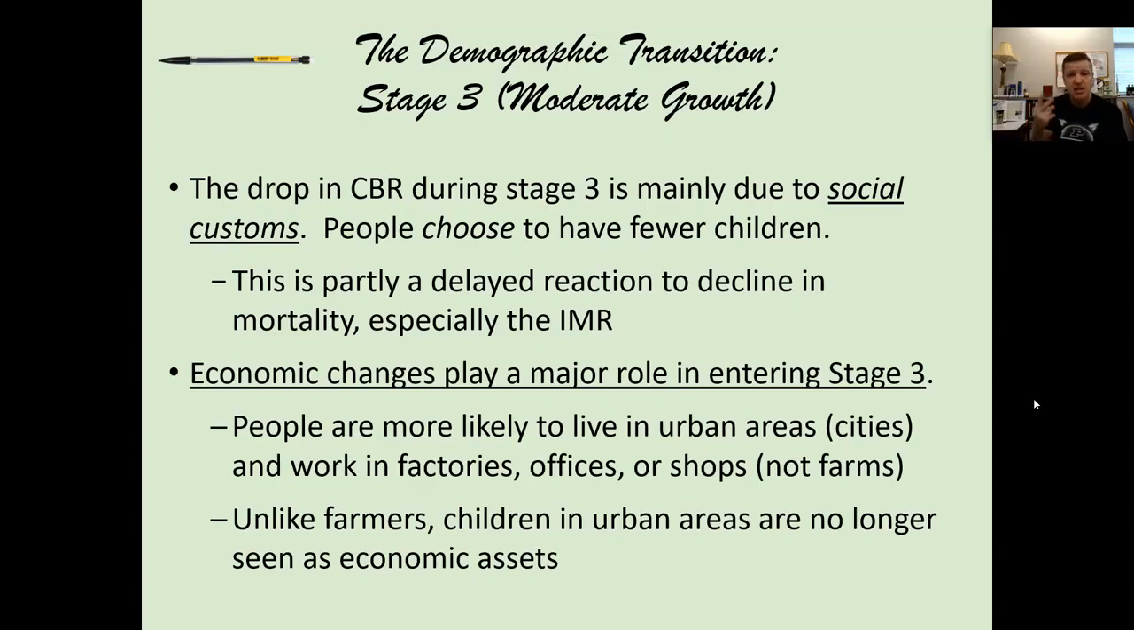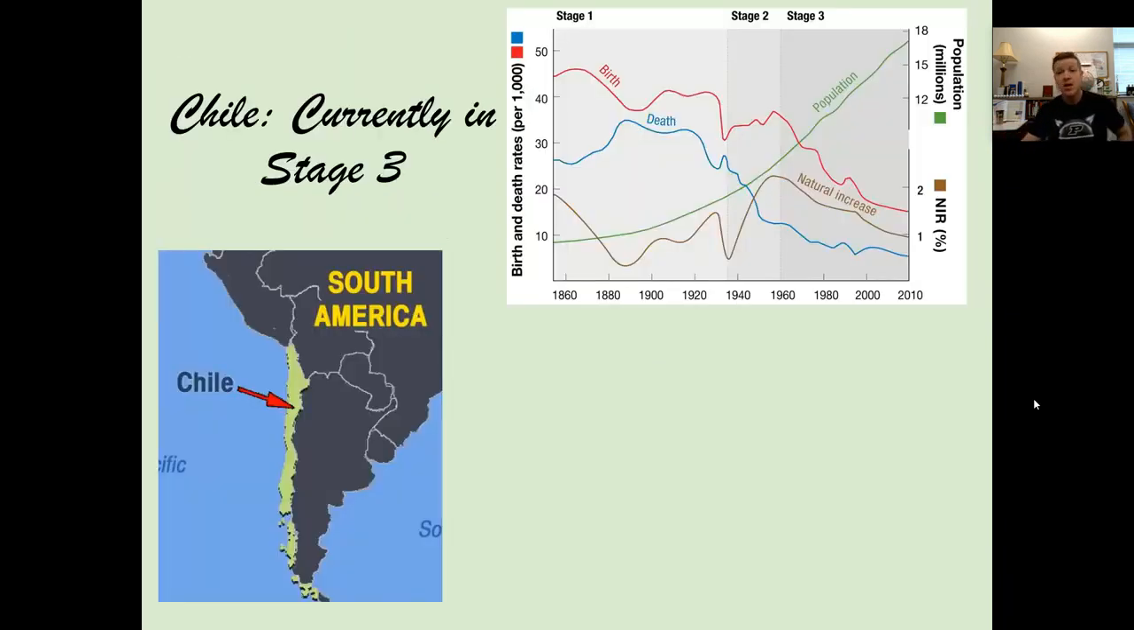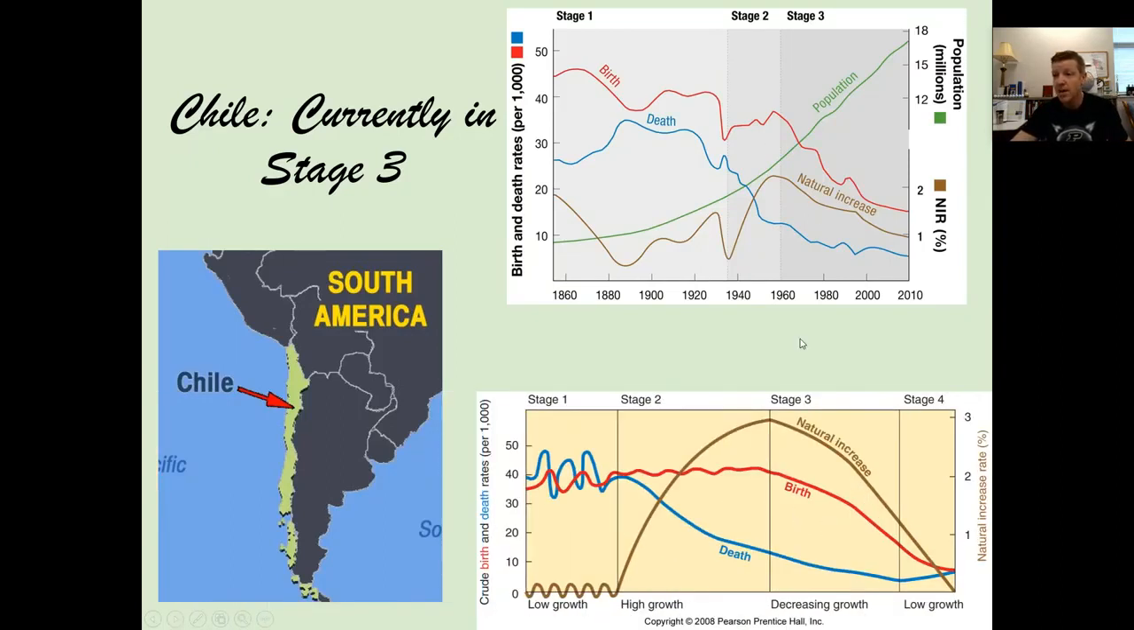There's economic and social changes, different roles for women. And we're going to really see this in stage 4. Chile is an example of a country that's still in stage 3, right? And again, here's the generic model, but here's the actual model of birth and death rate in Chile.